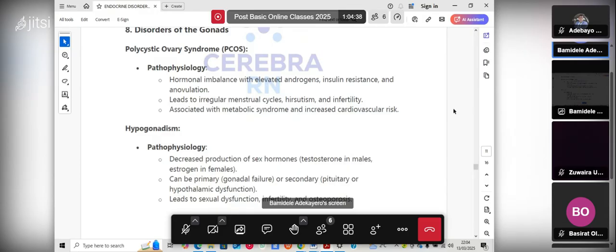The gonads, right? For the gonads, we have PCOS, polycystic ovarian syndrome. This is when there's hormonal imbalance, when the hormones are not in balance, and it's affecting the ovaries. So it leads to irregular menstrual cycle. Hirsutism, that's when there's excessive hair growth, and it can also lead to infertility.